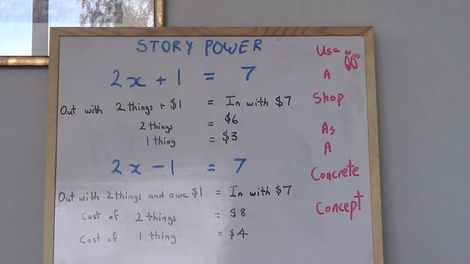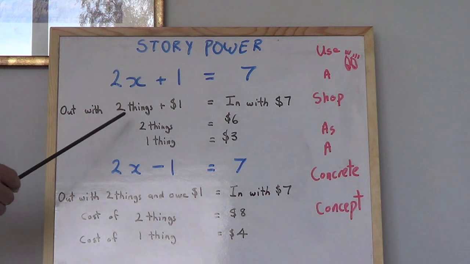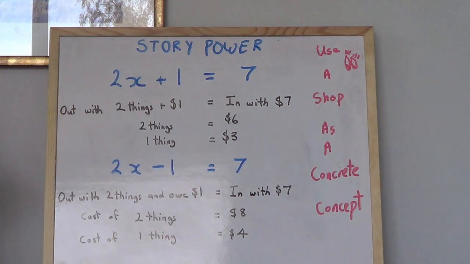So you ask them the question, what do the 2 things cost you? Well, they can come up with it, $6. I mean, that's pretty straightforward. I said, well, if 2 things cost you $6, what will 1 thing cost you? And they'll say, oh yeah, well, that'll be $3. Okay, and they're done. All right.